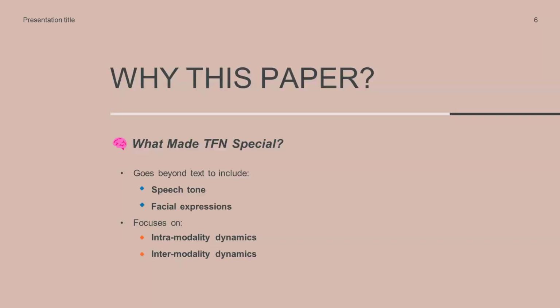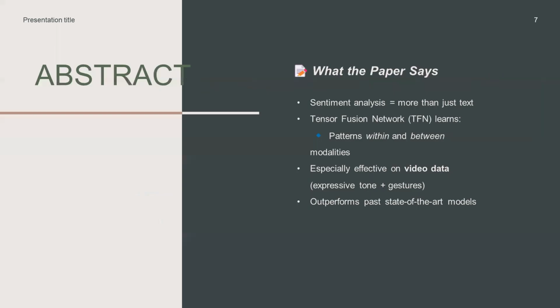Why this paper? What made TFN special? It goes beyond text to include speech tone. It not only works with text, it works with speech and facial expressions as well. It focuses on intramodality dynamics and intermodality dynamics. So what are intramodality dynamics? They tell us how patterns evolve within each modality over time. And what are intermodality dynamics? They describe how modalities like speech and facial cues work together to convey meaning.